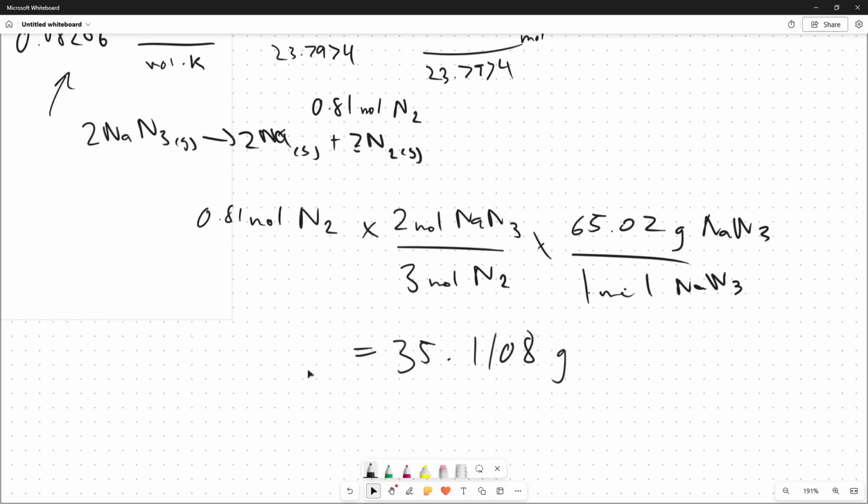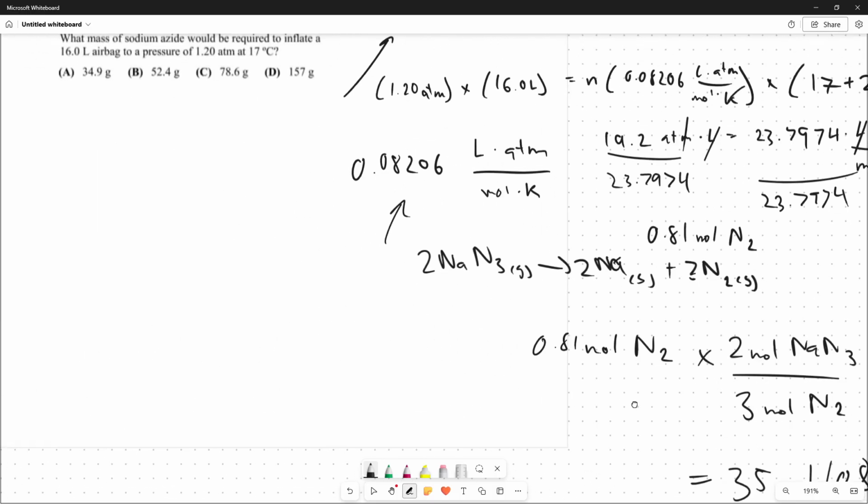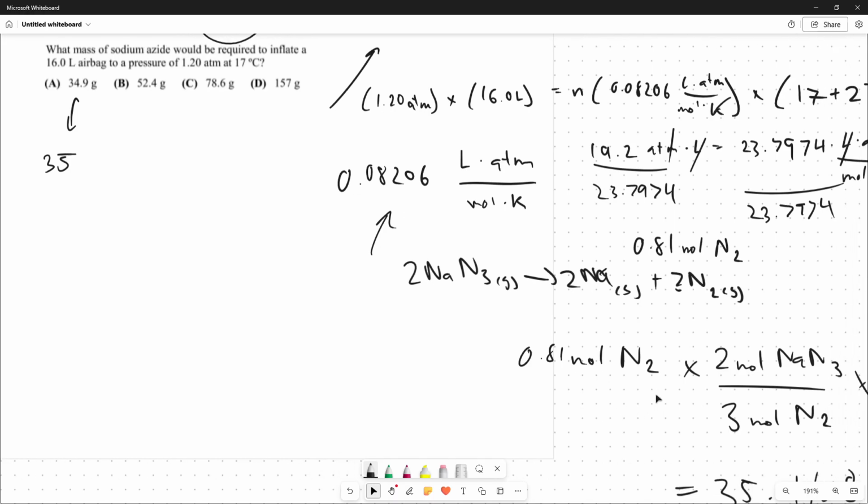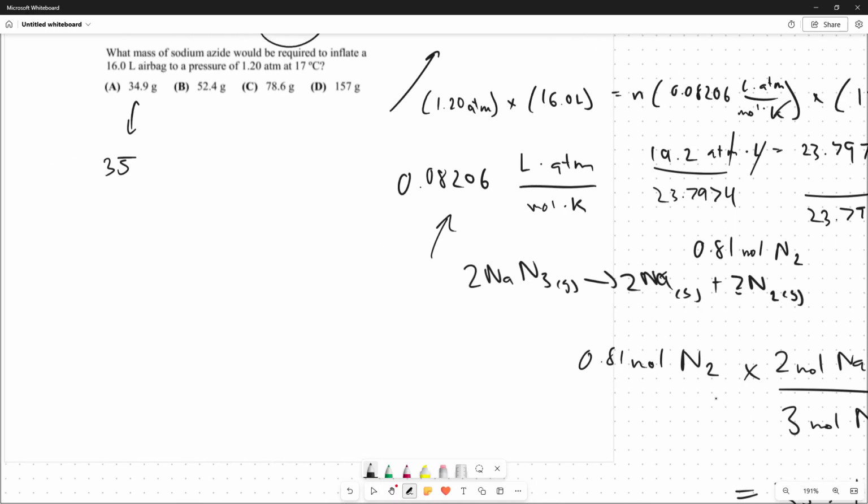Okay, this doesn't really match any of our answer options, but this rounds to 35, right? And there's a lot of decimals, so I probably did my sig figs wrong, but there's no point in doing sig figs right now, so A is going to be the answer.